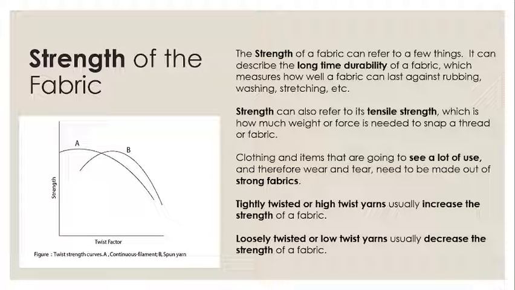The twist of a yarn also affects the strength of fabric. The strength of a fabric can refer to a few things. It can describe the long-term durability of a fabric, which measures how well a fabric can last against rubbing, washing, stretching, etc. So again, that's just how long that fabric is going to last before it starts to wear away, starts to pull apart, and so on and so forth.